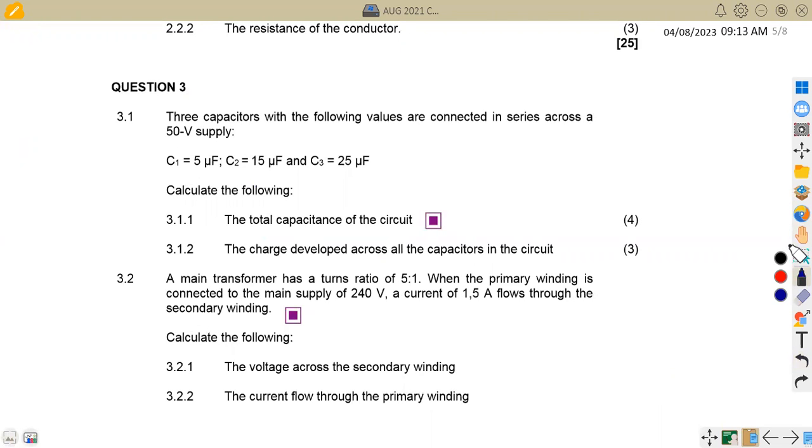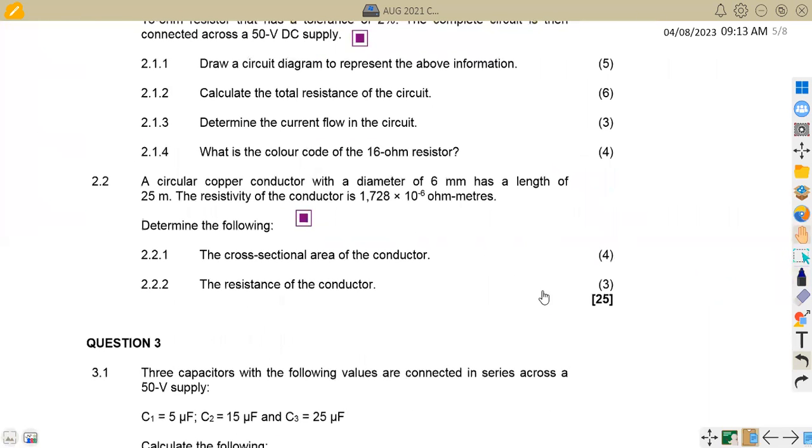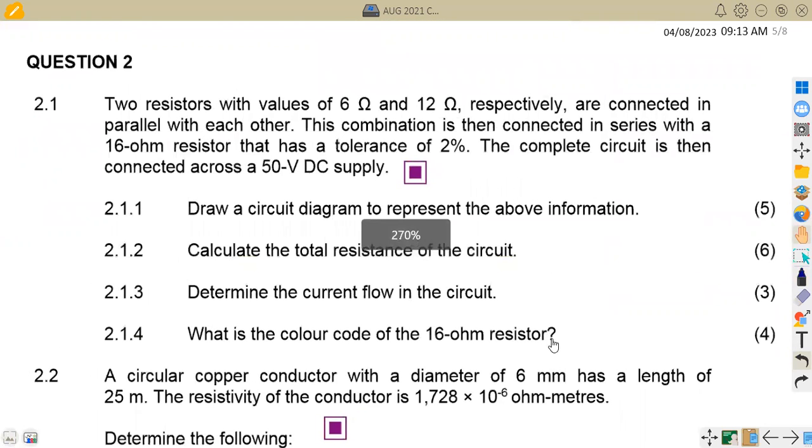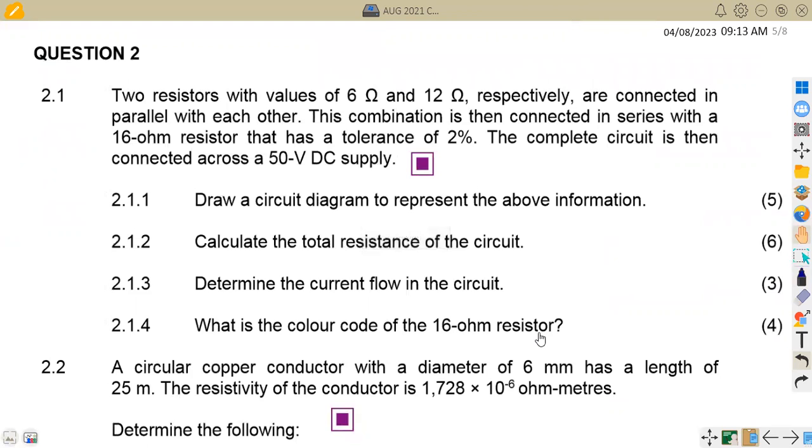And we move on to the other part. Okay, where is this part? It's here. On question 2, we are given two resistors of 6 ohms and 12 ohms. These two resistors are connected in parallel to each other. This combination is then connected in series with a 16 ohm resistor that has a tolerance of 2%.